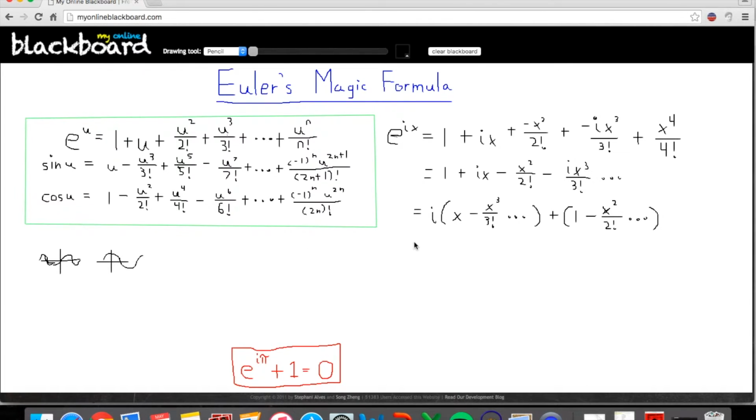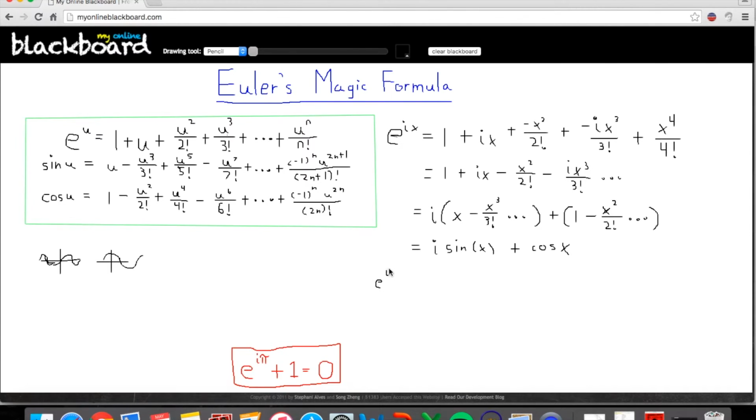So let's substitute those in, and we get that e to the ix is equal to i multiplied by sine x. And then we're going to add cosine x. So the only thing that's missing here is pi.